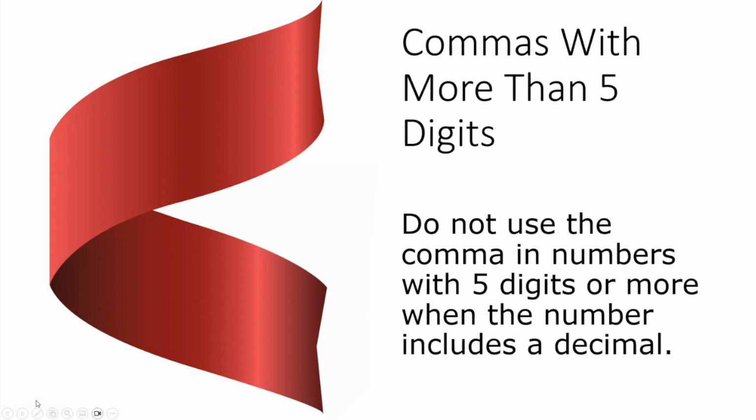All right. Now, there is an exception to this rule, of course, because we have to have exceptions sometimes. Do not use the comma in numbers with 5 digits or more when the number includes a decimal. So if they were really exact in the value, say they said 45,125.25, then we would not add the commas because that number would have a decimal in it.